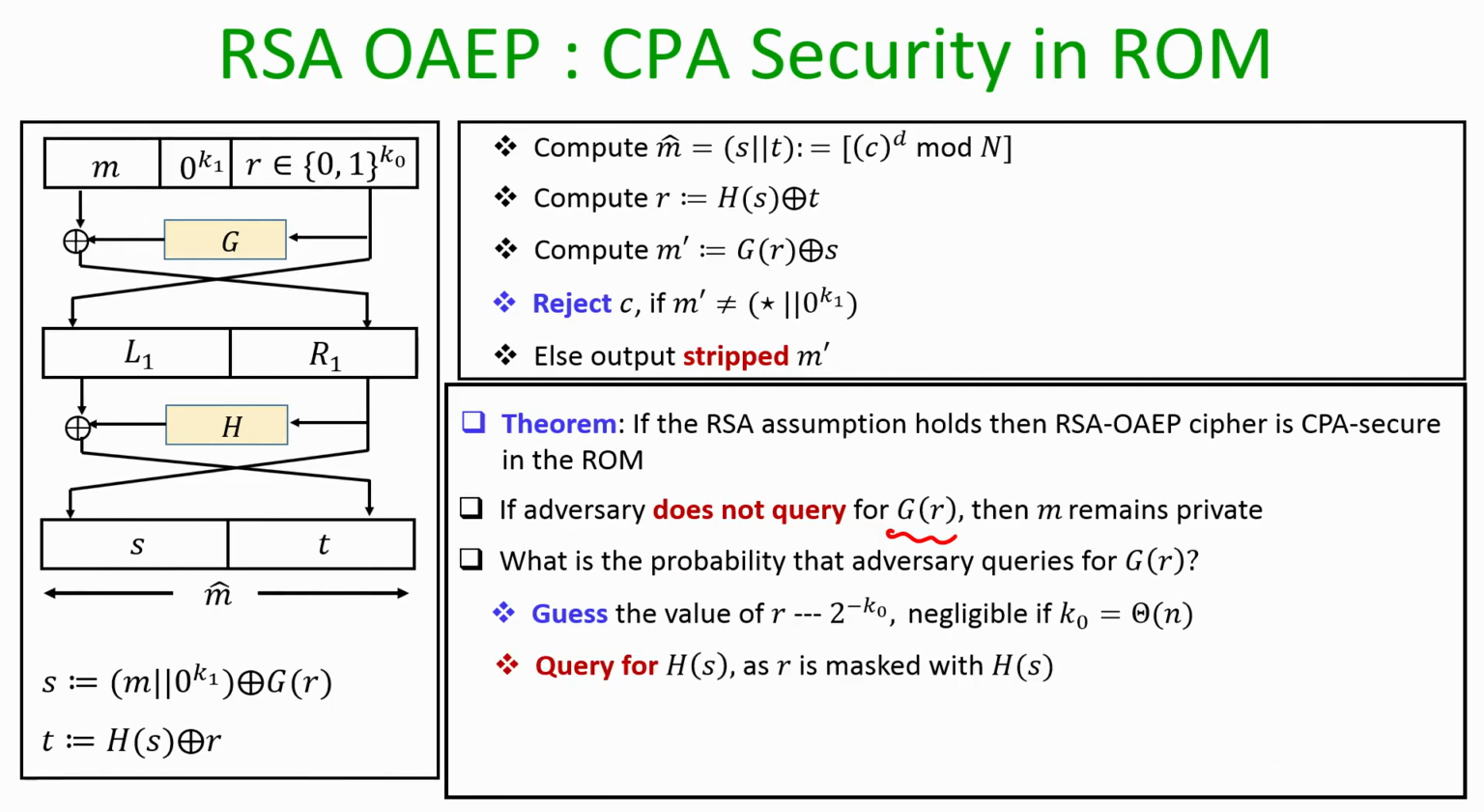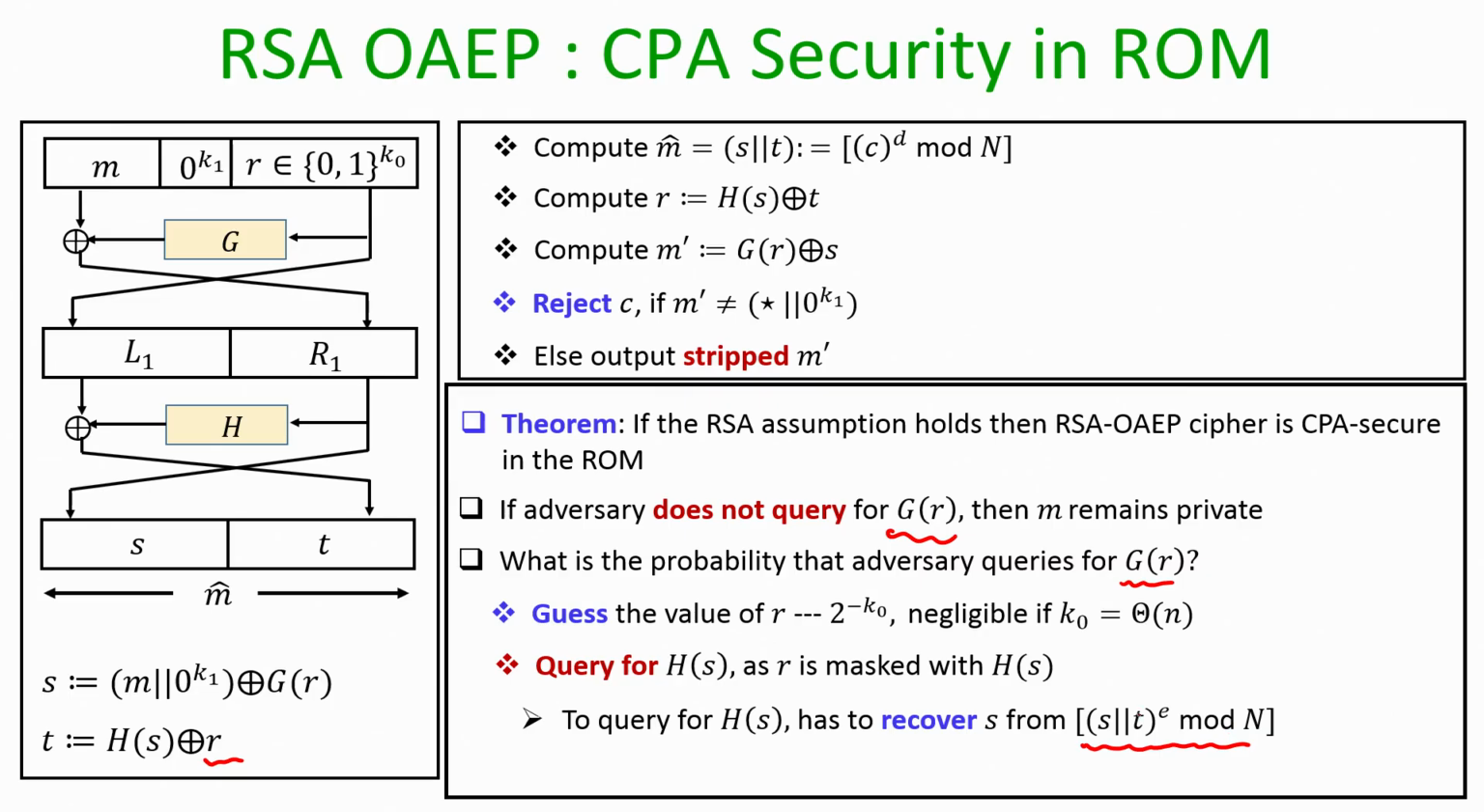On the other hand, the other way the adversary could have queried for the G function on the input R is if the adversary had queried the H oracle on the input S, because if you see the structure of the OAEP, R is actually XORed with H of S. So, if the adversary had queried for H of S, then probably we can hope that the adversary would have learned R. But to query for H of S, the adversary has to recover the S portion from the ciphertext C.